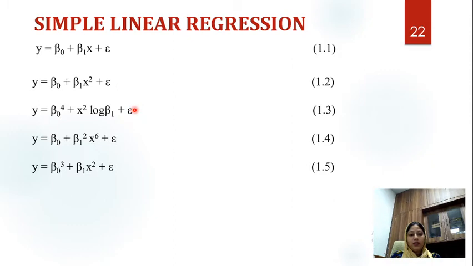How about model 1.3? So log beta 1, this is not linear. X square I can redefine as x1. So this is simple, only one regressor variable. This is an example of a simple non-linear regression. Beta naught power 4. So here beta naught, beta square, so this is non-linear. X power 6, so again I can redefine. So this is an example of a non-linear simple regression model. So beta naught q plus beta 1 x square plus epsilon. So you can do it yourself.